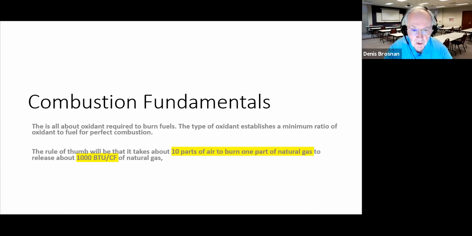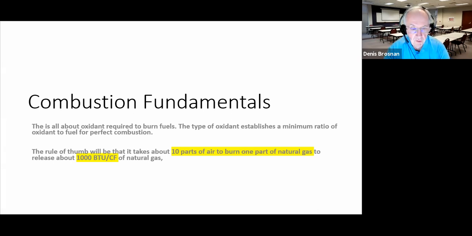So we're going to talk about some combustion fundamentals first in the first part of this particular class. And of course, to release heat, we use oxidation of a fuel in order to release that heat. We're going to mainly talk about gaseous fuels in this course, but we'll mention solid fuels and liquid fuels as well.